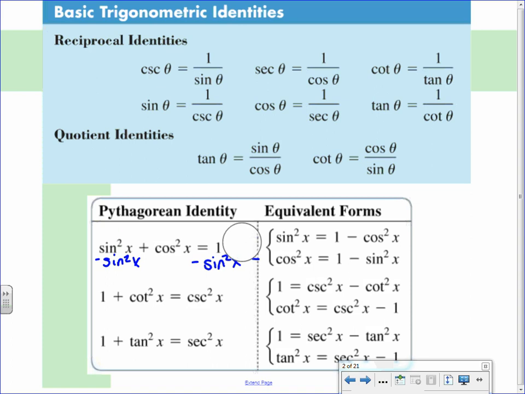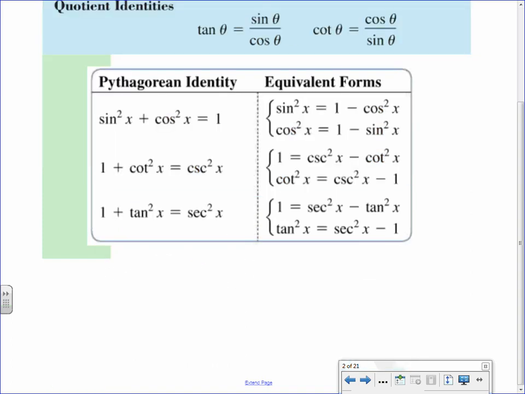So take a minute and write these down. I'll move it up a little bit for you. In the margin next to the ones that you have. So there should be 2 next to sine squared plus cosine squared, 2 next to 1 plus cotangent squared, and then 2 next to 1 plus tangent squared. Often when we see these, you might see the equivalent form. So it's nice to be able to find them on your paper quickly if you're looking for them.